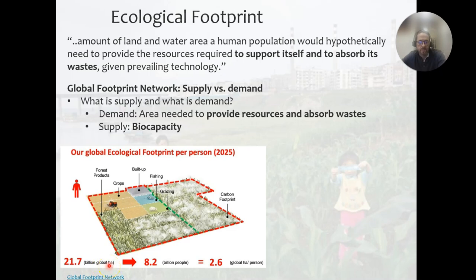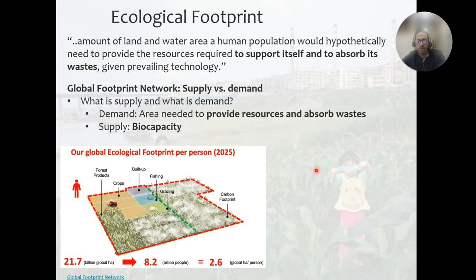HA is hectares, which is about, I think, like 2.5 acres, something like that. And so if you have this much total ecological footprint and there's 8.2 billion people, that's about 2.6. That's a demand, okay? So this is the demand per person in 2025, about 2.6 acres per person.